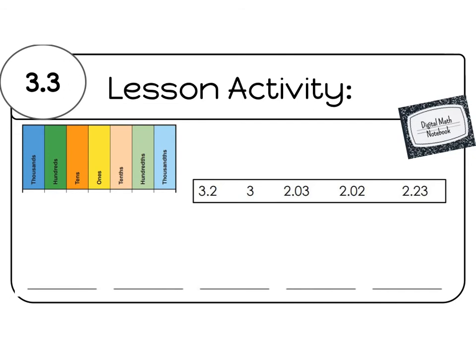All right, it's time for our lesson activity. Your lesson activity is in your digital math notebook. On our lesson activity this time, we are going to list these numbers here that you see in the rectangle from least to greatest. Let's start by writing the numbers into the place value chart. I'm just going to write them in order.